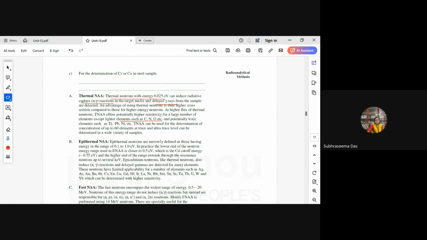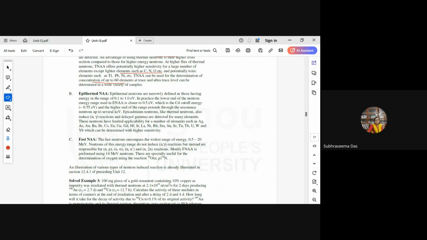TNAA, that is thermal neutron activation analysis, can be used for the determination of concentration of up to 60 elements. Then comes epithermal neutron activation analysis. It employs epithermal neutrons, which have an energy in the range 0.1 to 1 eV.